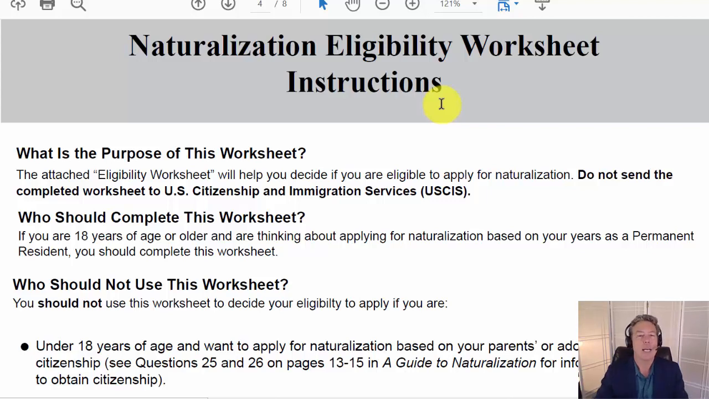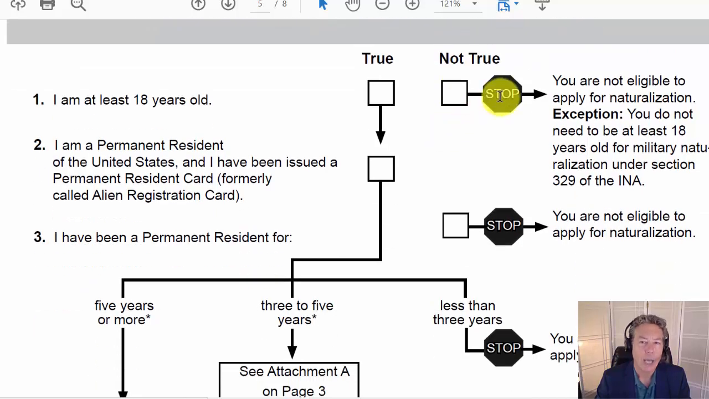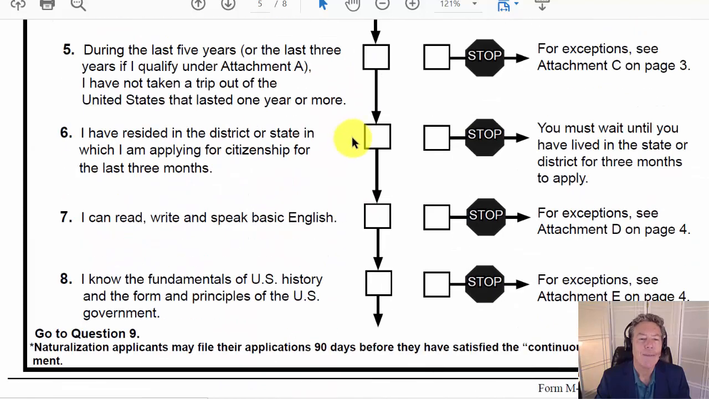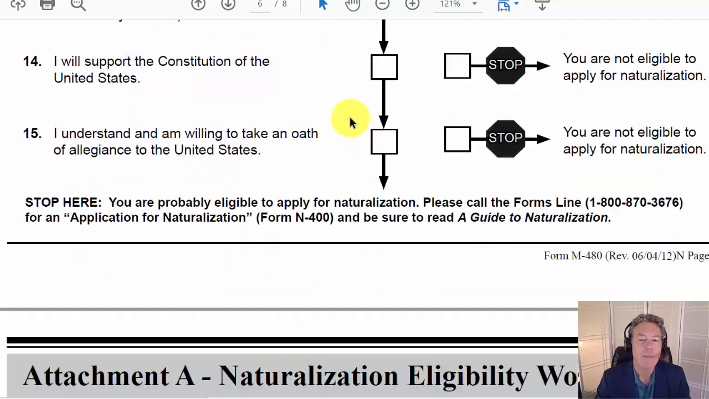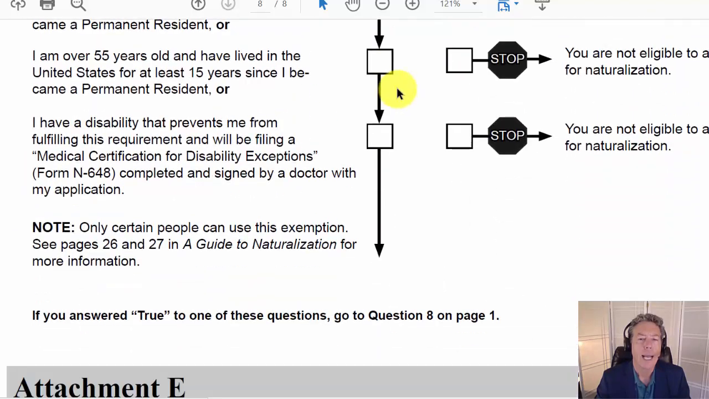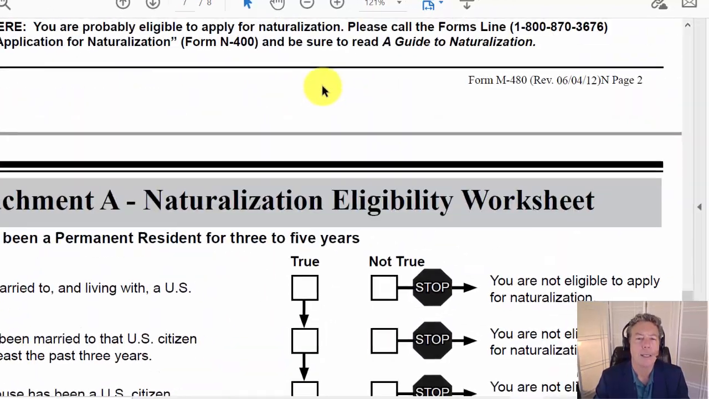But this naturalization eligibility worksheet, you go through a true or false and it's got stop. I'm at least 18 years old. True. Not true. I'm not at least 18 years old. Stop. You're not eligible to apply for naturalization. You do not need to be at least 18 years old for military naturalization or Section 329A. So it's this kind of a deal where you're going through, been permanent residents for, stop. You have this complicated eligibility worksheet that I'm not going to go through, but it is a way for you to gauge and know if you are actually eligible for citizenship. And it's nice. It is here.